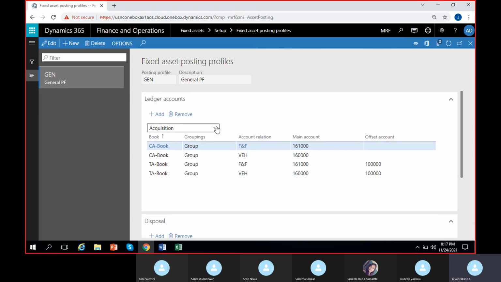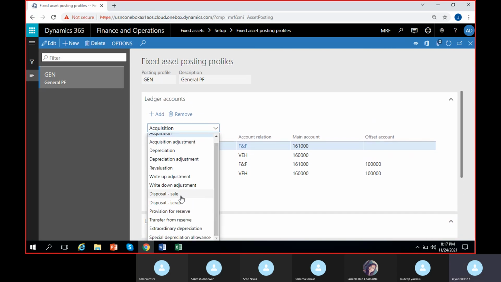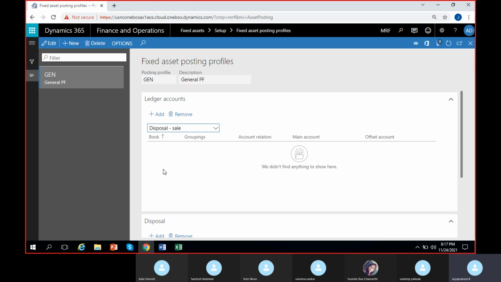Now we have two concepts, sale and scrap of fixed asset. Coming to the scrap, I'll come back to that point of scrapping a fixed asset. Both are same, just that on sale you will have some amount, or on scrap you don't really have any amount. So I'll come to sale first. For sale of fixed asset, here I can configure a main account. I can select which book I'm going to sell. I'll say Companies Act book.